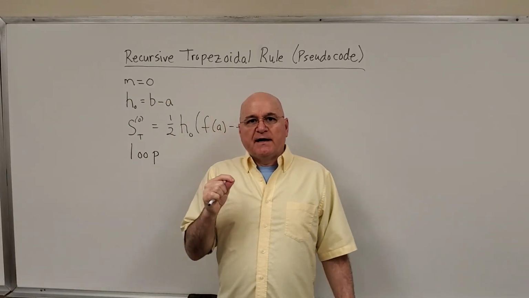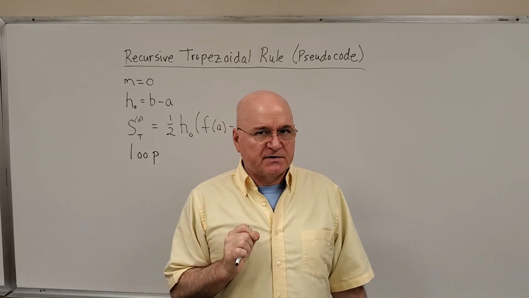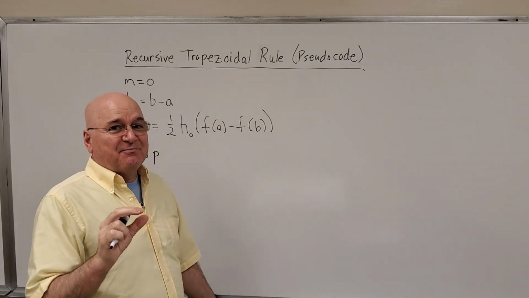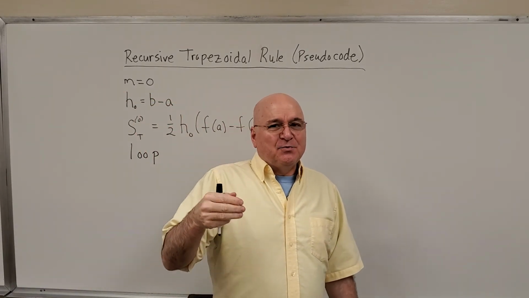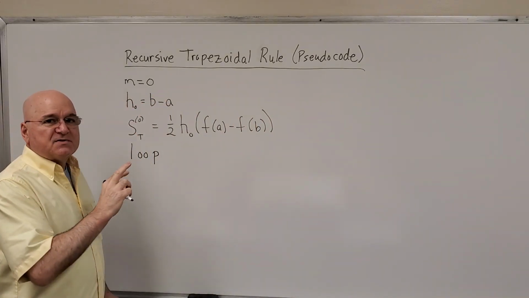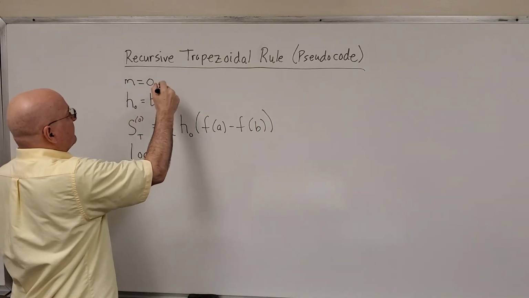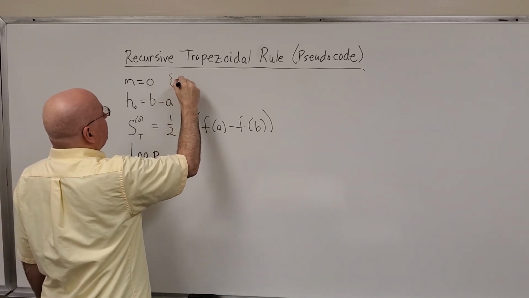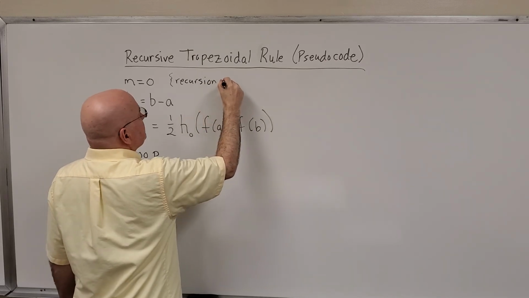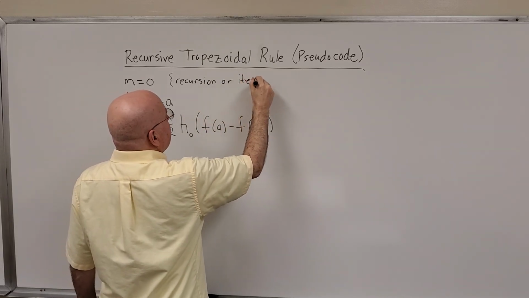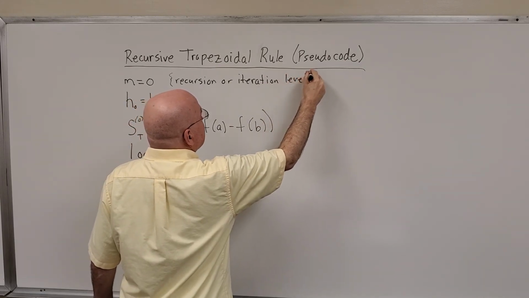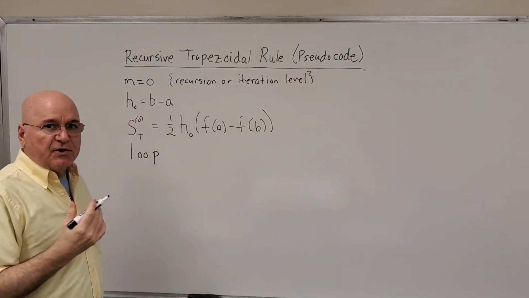Well, now we're going to take a look at the pseudocode required to implement the recursive trapezoidal rule. It's very simple, very few number of lines, but you will have to fill in some of the missing details. Okay, we're going to start off with m equals 0. M is going to be the recursion level. This is just a comment. Recursion or iteration level or iteration number, something like that, starting off at 0.